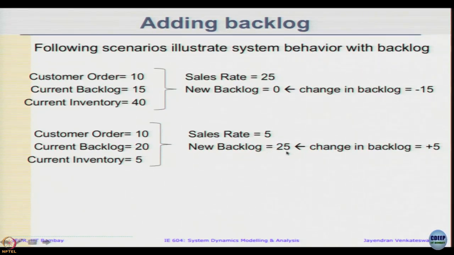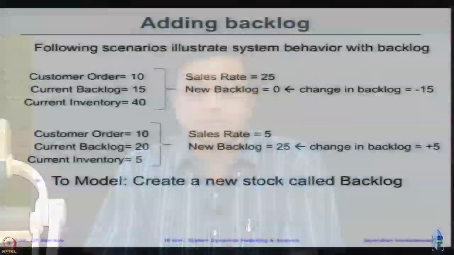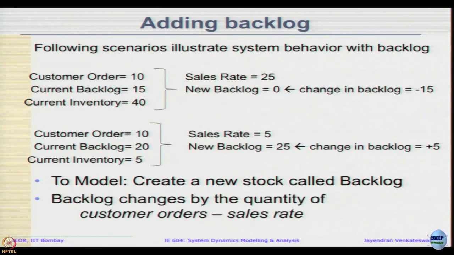So, we are going to model this within our existing retailer model. Save it as retailer backlog model, as a separate model. To do this, you are going to create a new stock called backlog, and backlog changes by the quantity of customer orders minus sales rate. So, this is a flow inside the stock. The change in backlog will be governed by this equation, but you have to come up with the equation of how to determine the sales rate. So, let us take 10 minutes to model it.